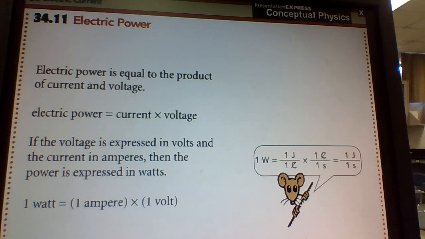If we look at the units, a watt is equal to 1 joule per 1 coulomb. Again, 1 coulomb per 1 second is a volt. The coulombs cancel. We're left with a joule per second, which, if we look back, I believe it was chapter 9, way back there in November or so, a joule per second was our power, which was a watt.